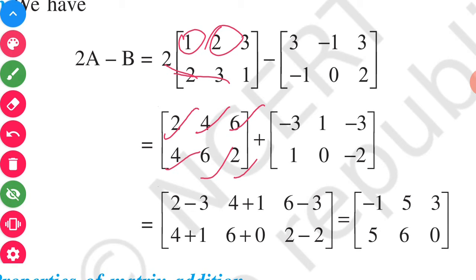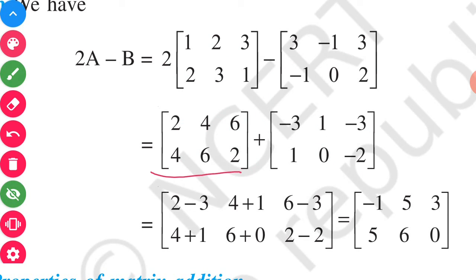Take this minus sign inside the matrix. Each element will be multiplied by minus. When you take minus inside, here it is plus sign, and minus goes inside, so it becomes minus 3, minus 1 becomes 1, 3 becomes minus 3, minus 1 becomes 1, 0 is 0, and 2 is minus 2. Okay, so we have got the values of the two matrices.